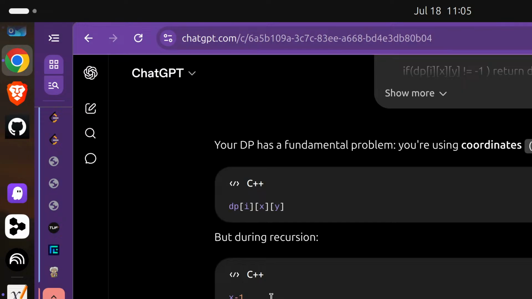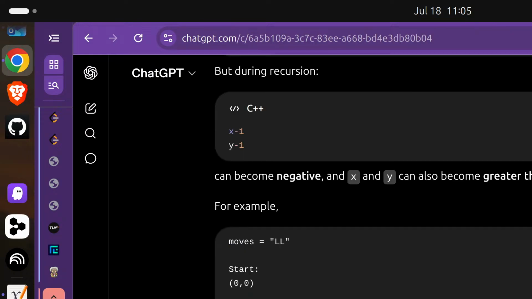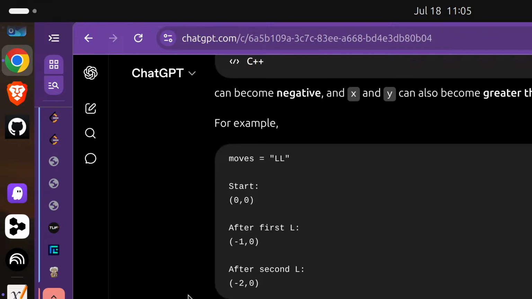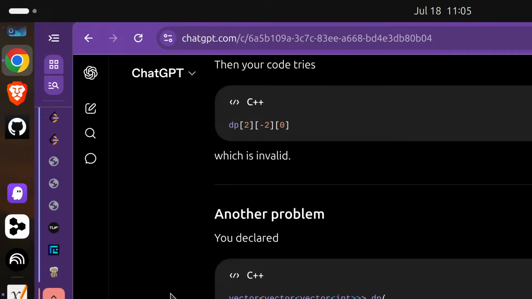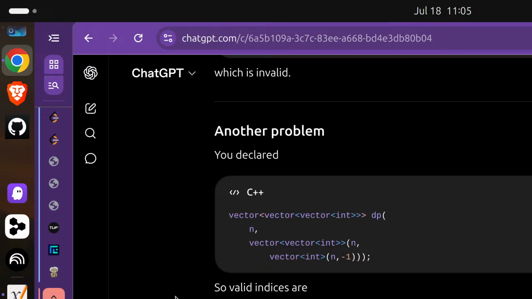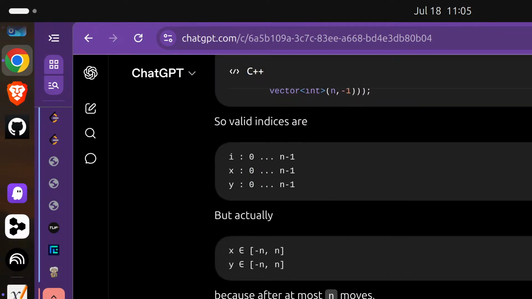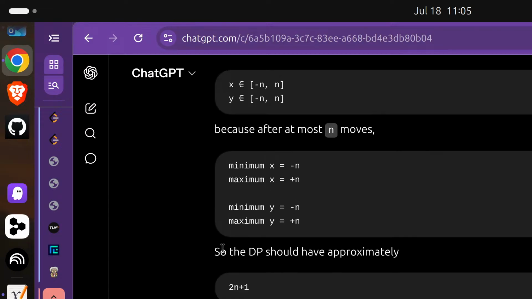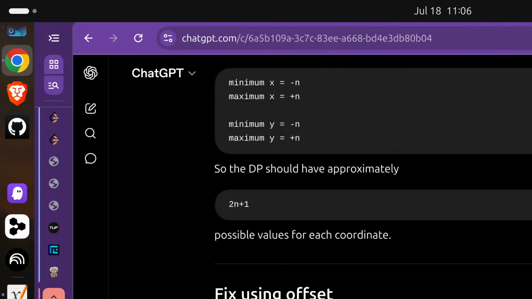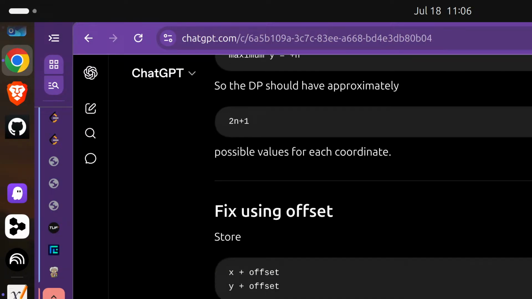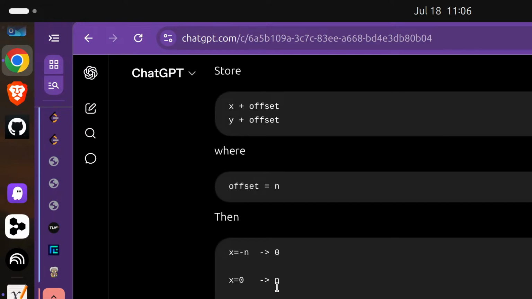Okay, so this can go x minus y 1. Oh, wow. So in that case, we declared this so valid nodes are 0 to n minus 1. But actually the range is minus n to n. So DP should have an exponent to n fixed offset. Okay, so offset is n. So I have to do x plus offset. Okay, so 1 0, like this.